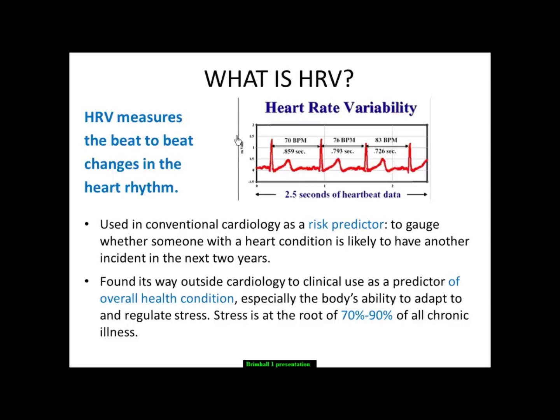When we talk about autonomic, we're talking about automatic. We don't think about our heart beating, respiration, body temperature. All these things are regulated by the autonomic nervous system, and they have to seamlessly flow back and forth. That's why we want to have lots of variability. We don't want a system that's stuck on one side of the nervous system or the other. So it's found its way outside cardiology to clinical use as a predictor of overall health conditions.